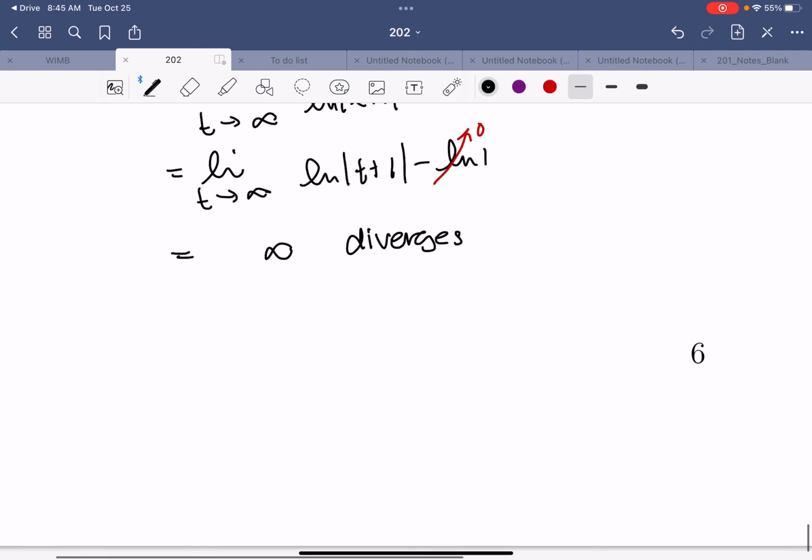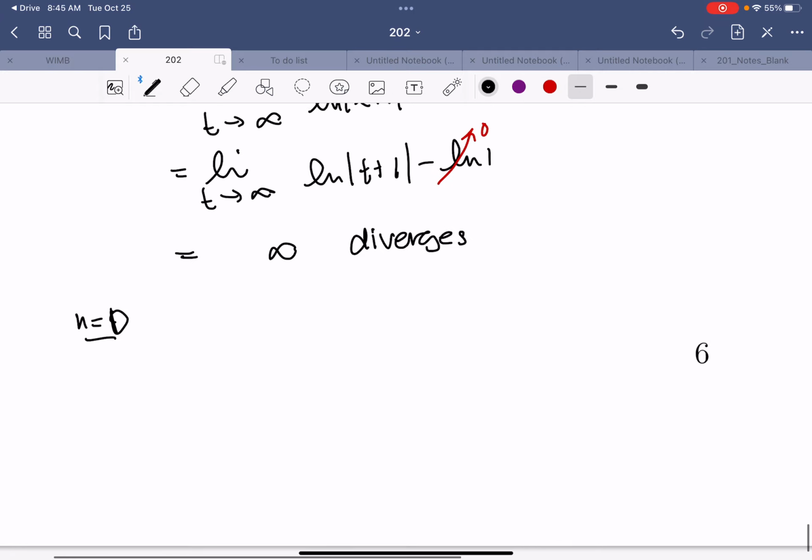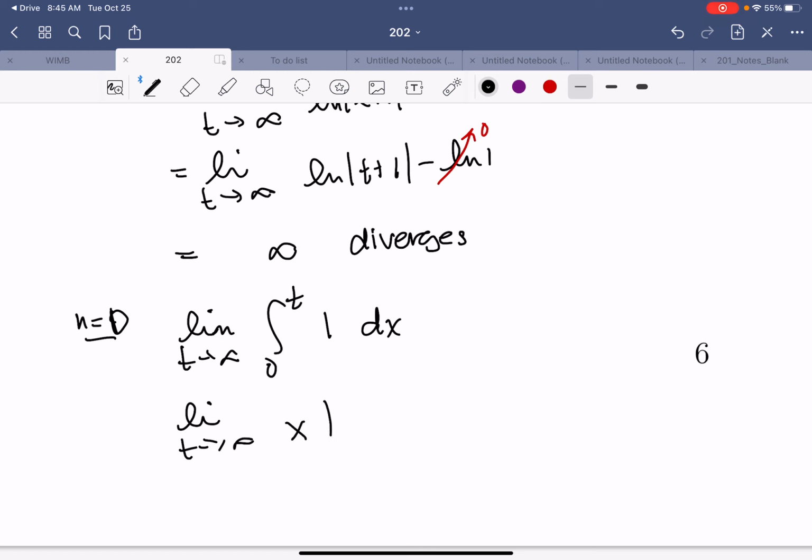Okay, what happens when n is equal to 0? It's the next one, right? We did 2, 1, 0. So we have the limit as t goes to infinity, integral from 0 to t of just 1 dx, because when you have a power that is 0, it becomes 1. And that's going to be the limit as t goes to infinity of x from 0 to t, which is just the limit of t, which is infinity, so it diverges.